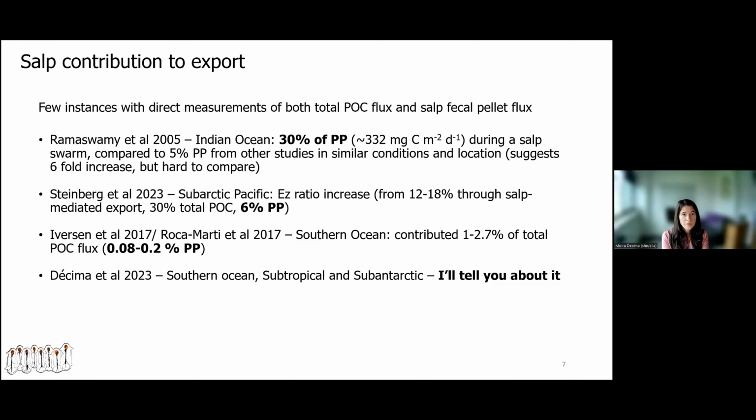A recent paper by Steinberg et al. in 2023 in the subarctic Pacific found that salps contribute significantly to export, but they increased export flux only about 12 to 18%, and were responsible for exporting about 6% of primary production. A number of other papers in the Southern Ocean found that salps didn't contribute a whole lot to export, only about 1 to 3%. And I'll tell you the results about this study in a moment. But you can see that even though we think they're important and they can be important, studies haven't shown that that's the case across the board.